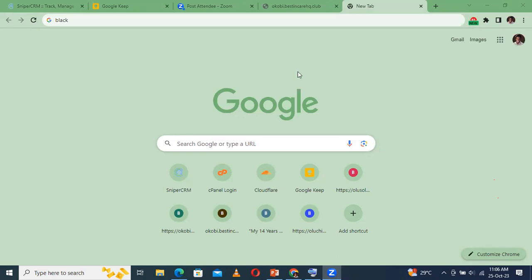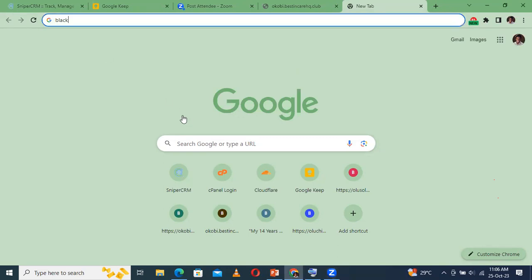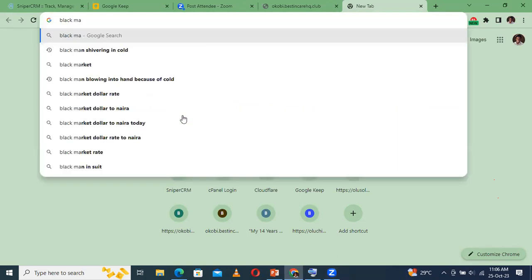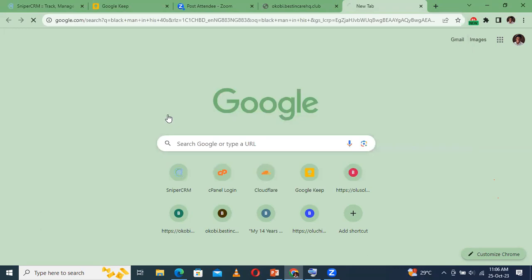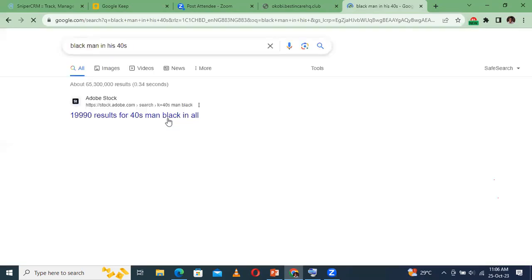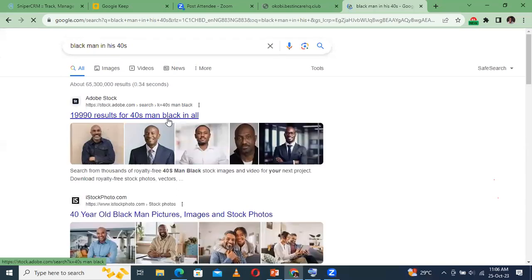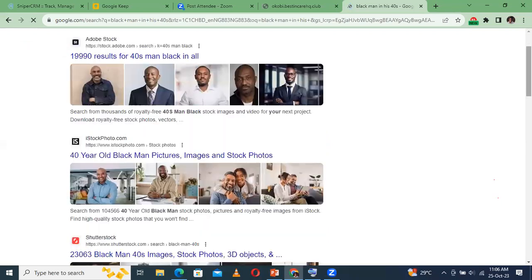Okay, let's go on. So let's search black man in his 40s. So Apampa, are you still with me? Yes, I am. So if you look here, you see Adobe Stock, iStock photos. All these stock photos, they are free to use. Okay. You get. Let's see another website.